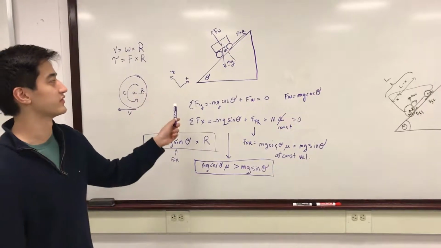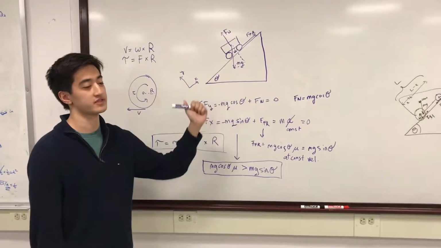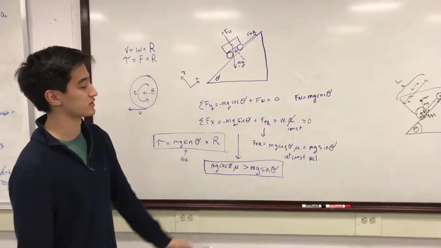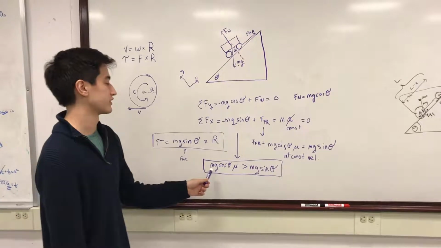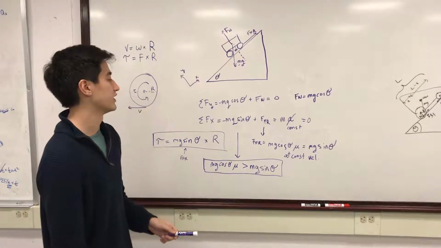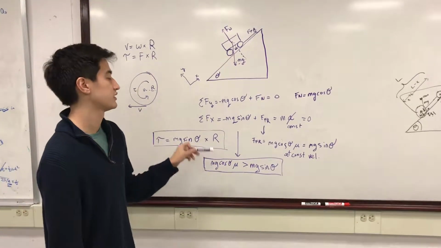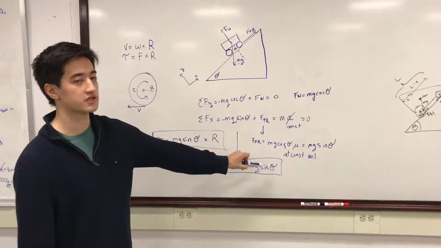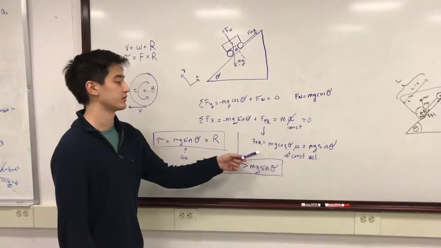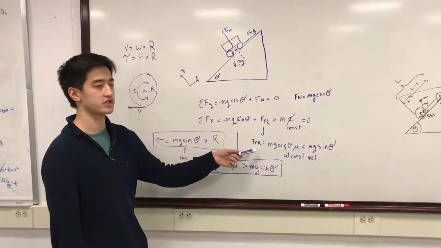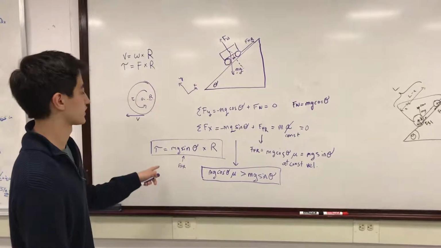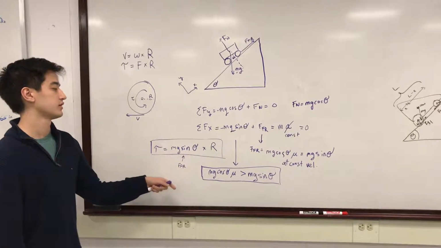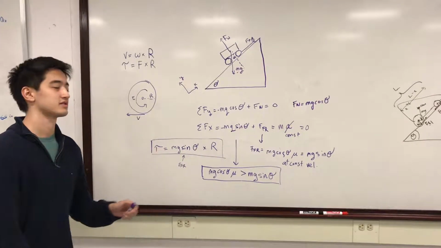Essentially, to get the car moving in that direction and to prevent it from slipping, you have this condition here, which says that the component of gravity in the y direction times mu has to be greater than the component of gravity in the x direction, which we came to from the friction. And then you can say that the torque is the friction applied times the radius.